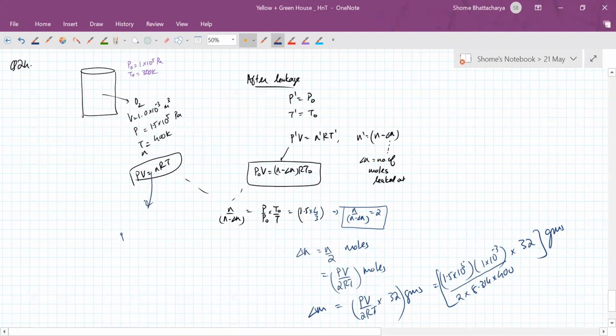Now see, N is equal to PV upon RT. So what is delta N? The number of half of N leaks out, no? Okay.